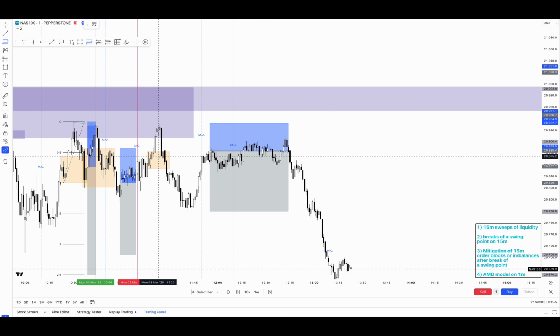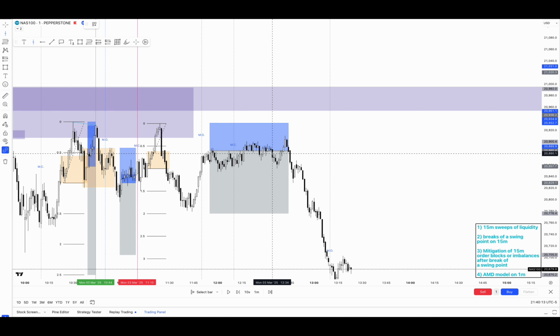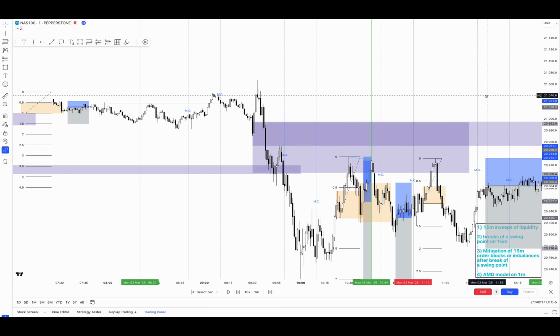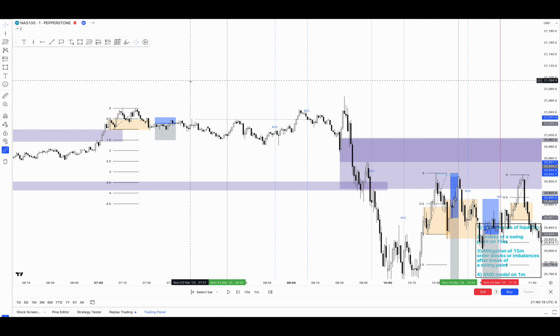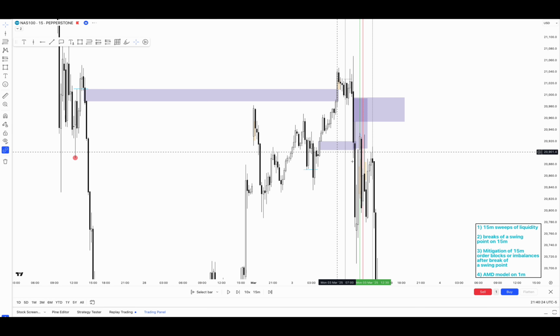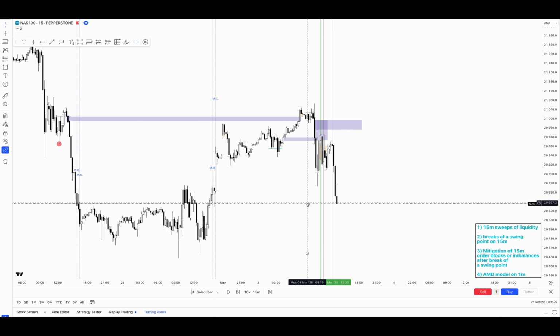Let's mark up the fib as well, just so I can get the accurate take profit. So that could have been another win as well. So overall, it would have been what? 4 wins, 1 loss so far. At this point, it's rejected off that 15-minute inbound, so it should be pushing down.